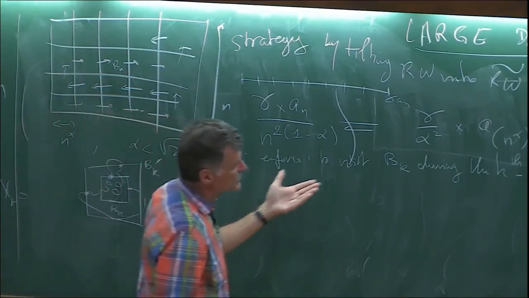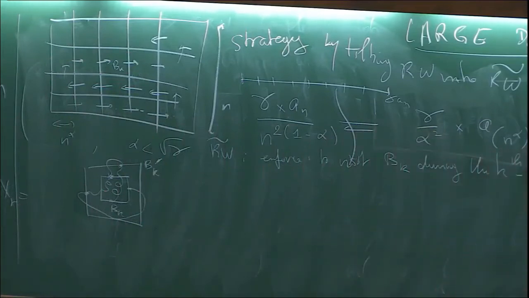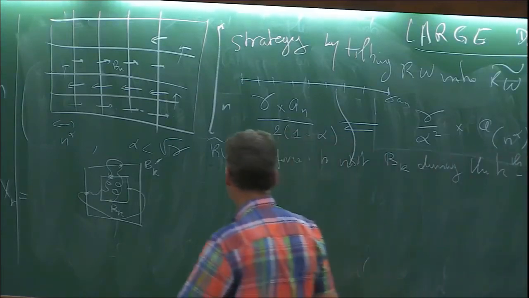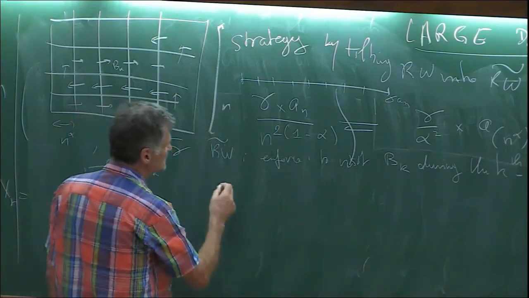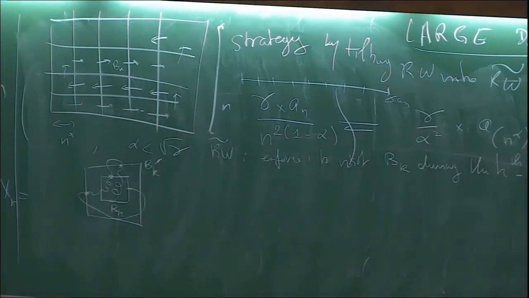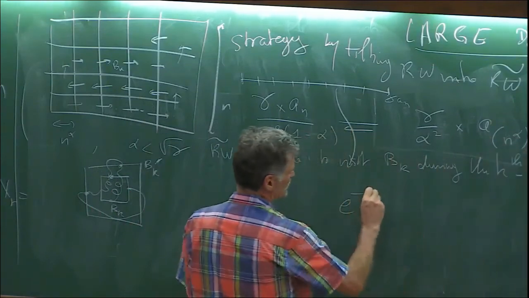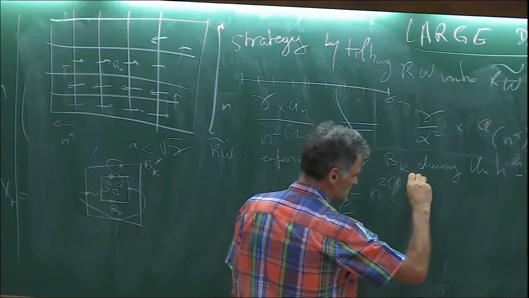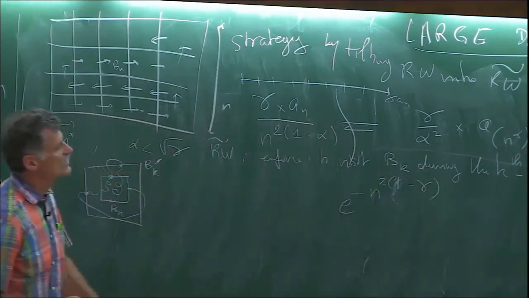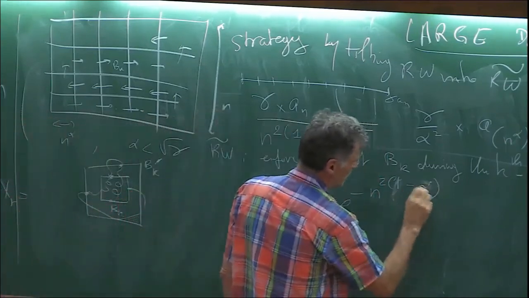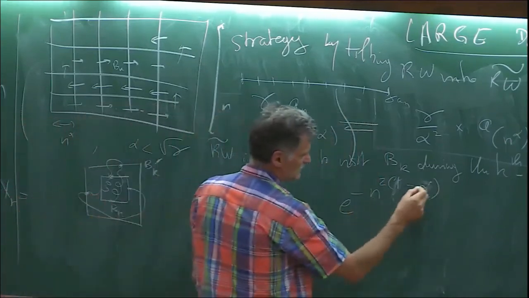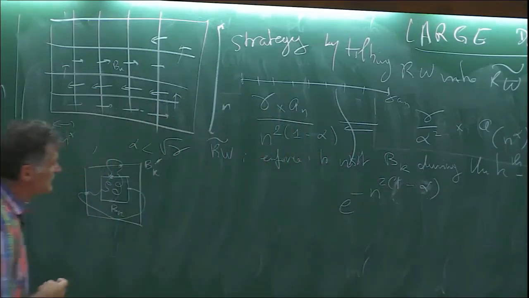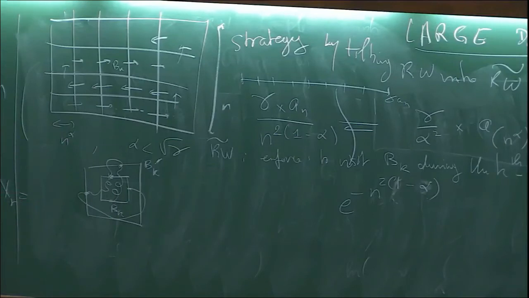And checking what is the cost of this procedure, this tilt, you see that you get this statement, or rather, you prove that the probability for the tilted walk to cover everything will be at least e to the minus n squared times 1 minus gamma over alpha, sorry, because you get the alpha, and then you let alpha go to square root of gamma. So this is how it works.